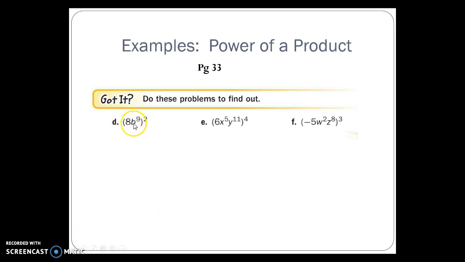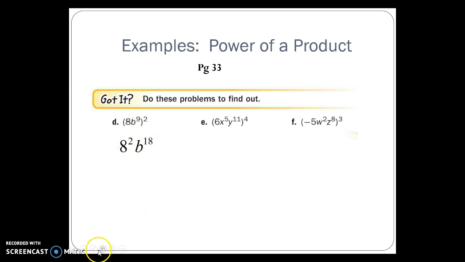Again, we have 8 times 9b to the ninth, squared. So the first factor is 8. We're going to square that. The second factor is b to the ninth. We're going to square that, and that's going to give us 8 squared times b to the 18th, or 64 b to the 18th. And again, we'll let you graduate to that step. If you feel comfortable doing that, go ahead. You only do it with the numbers. If not, this is totally fine.